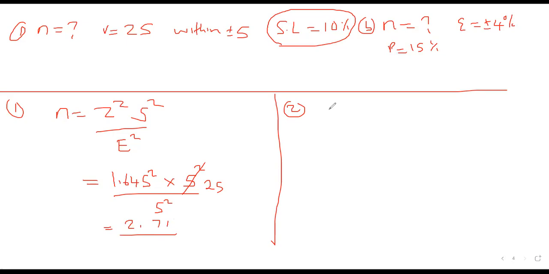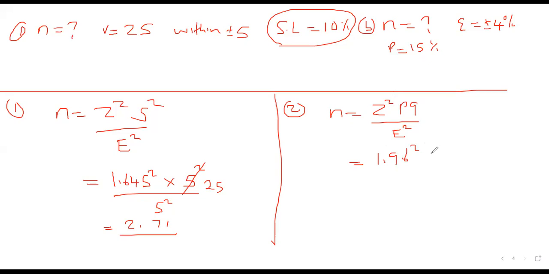And sample number 2, the gents, what format do we use? The proportion one. N is equal to z squared PQ over error squared. What is it? I didn't see the confidence interval there. So if we don't have it, what's the standard? 95%, correct.